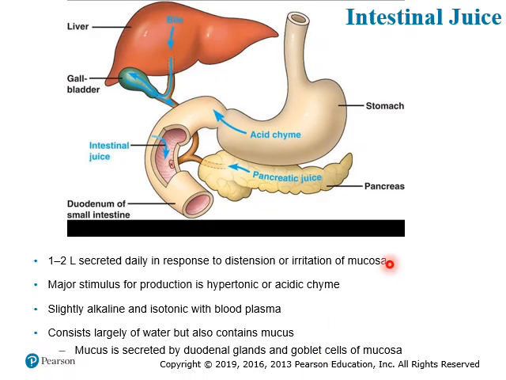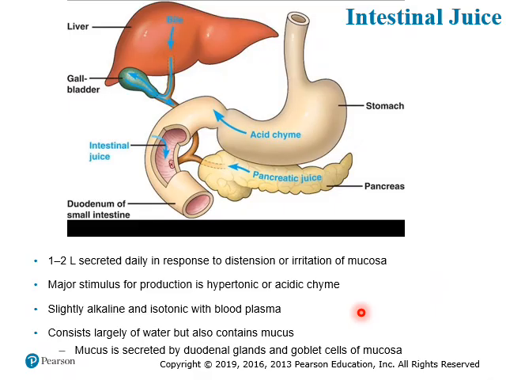So let's take a look at the intestinal juice. The intestinal juice is secreted into the duodenum, and it comes from the pancreas. As a matter of fact, most of it is pancreatic juice. There's about 1 to 2 liters secreted daily in response to distension or even irritation of the mucosa. The major stimulus for production is hypertonic or acidic chyme.